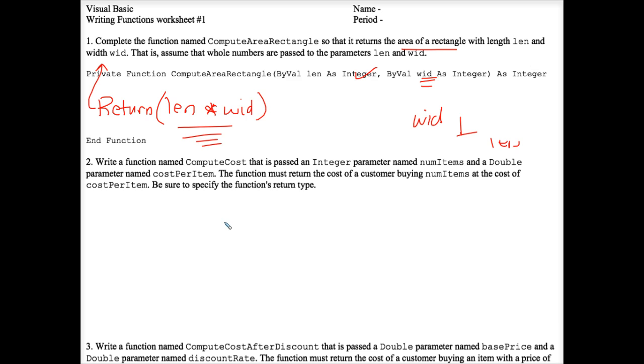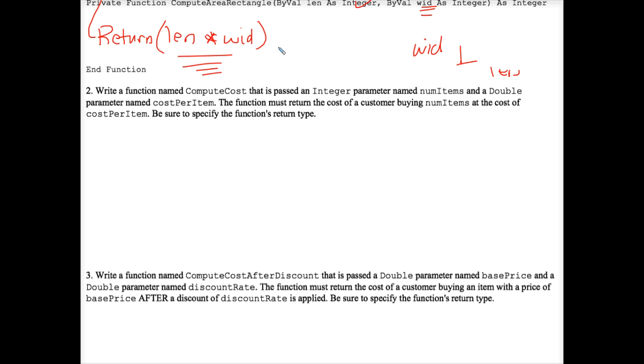In number 2, you have to write the function header yourself. The function header should always have the name of the function in it somewhere, which was given to you in the exercise here, compute cost. It takes 2 parameters, one named num items, and all functions in their header have a set of parentheses. So num items is one of the parameters, and the other parameter is cost per item. So num items and cost per item, and they should be separated with a comma.